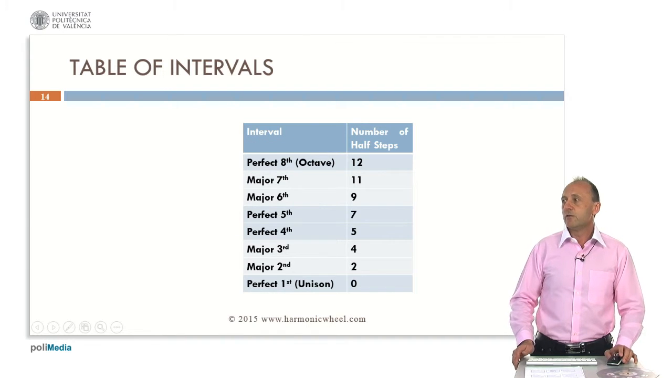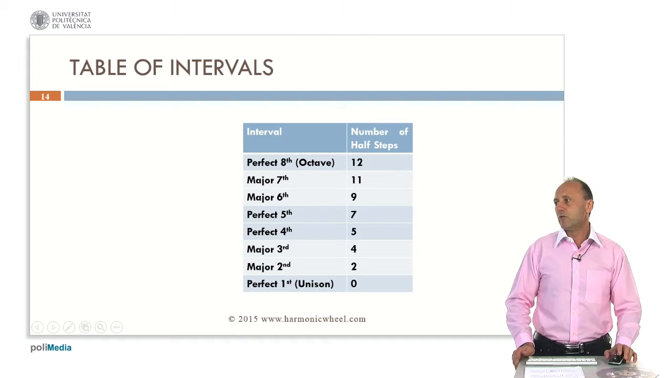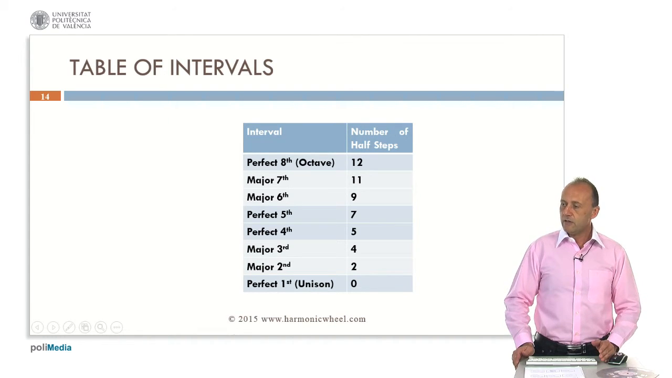But what about if we want to know the intervals between any other two notes? We only have to delete the first column of this table. For example, now if we want to know the interval from G to B flat, we have G, A, B, three notes, but three half steps. So it is a third, which has one half step less than the major third, so it is a minor third.